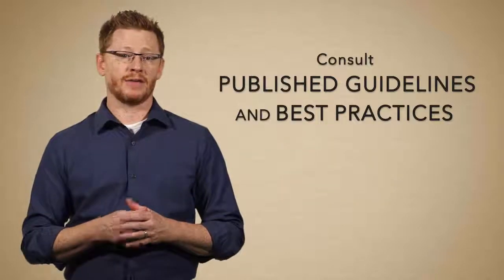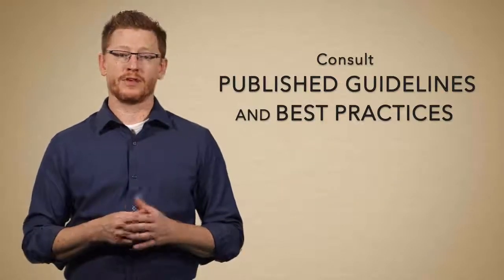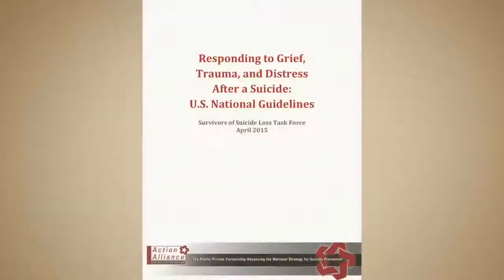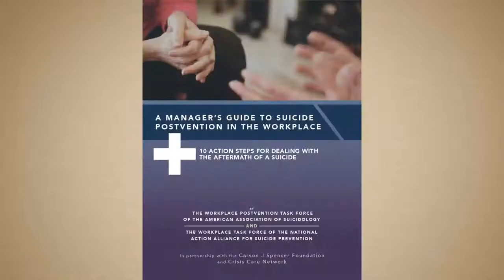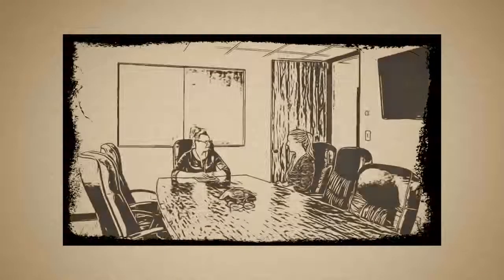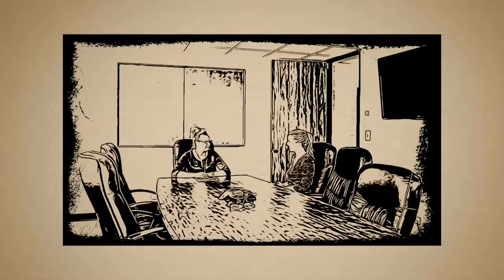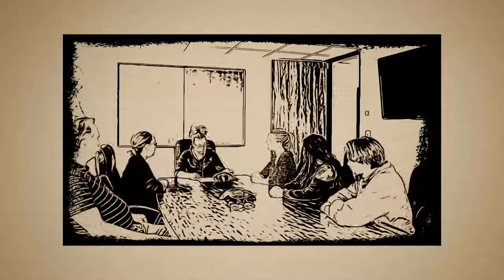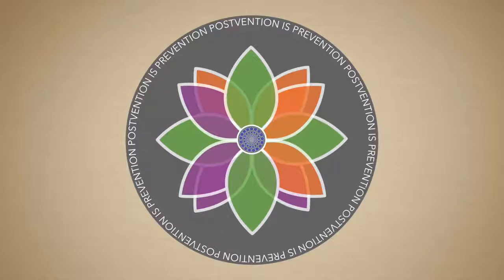Consult published guidelines and best practices within the field. Some examples include National Action Alliance for Suicide Prevention's U.S. National Guidelines on Responding to Grief, Trauma, and Distress After a Suicide, and A Manager's Guide to Suicide Postvention in the Workplace. Remember that this is a process. Depending on your workplace, you may need to start small and grow as needed. By committing to addressing suicide postvention within the workplace, you are playing a key role in suicide prevention and are improving the well-being of your employees.